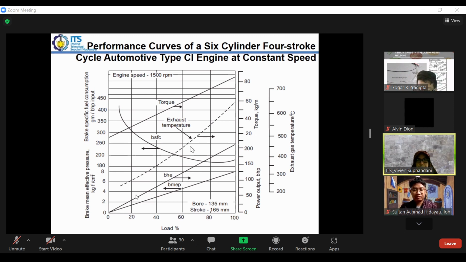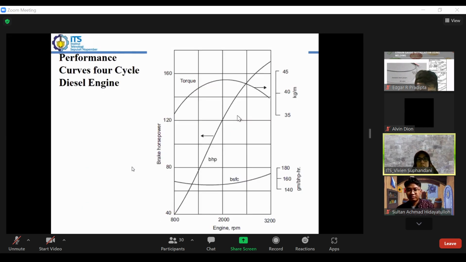Okay, this is as a function of load, and this is a function of RPM. As a function of the engine speed, this will be similar to what we have in the gasoline engine, so basically a similar graph and similar trend line. But there is a difference in the values, which depends on the size of the engine as well.